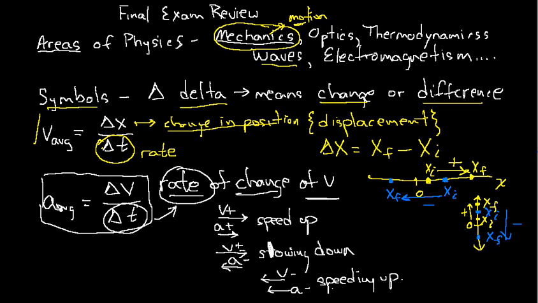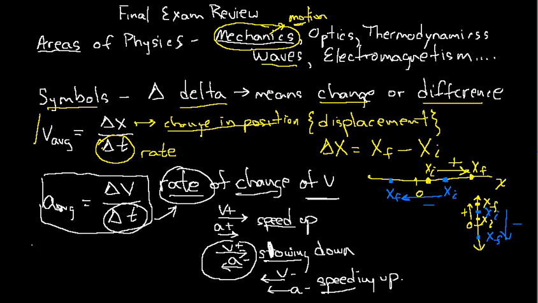Now you might think, well, how is that possible if it's going negative? Well, as long as your velocity and your acceleration are in the same direction, you're going to speed up. If they're in opposite directions, like here, then you're going to slow down. So if they're both positive, you're going to speed up. If they're both negative, you're going to speed up. If they're different, one is positive, one is negative, and it doesn't matter which one's the positive and which one's the negative, as long as they're different, you're going to slow down. So we talked about these kinds of things.